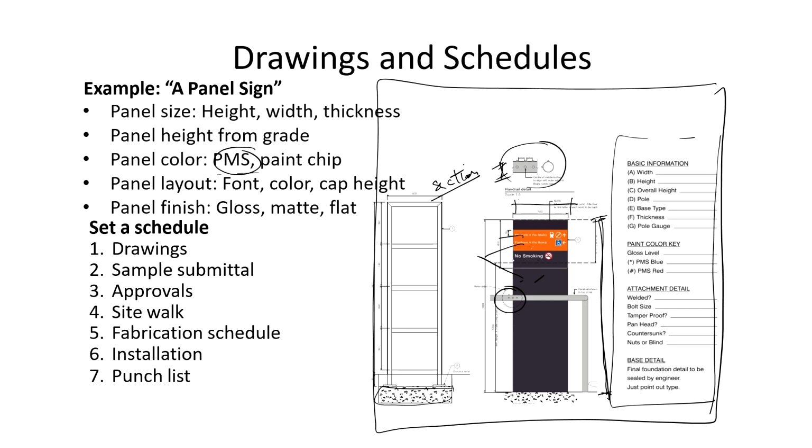A fabrication schedule is then created to outline the manufacturing process from the material procurement and production, and in the end the installation has to take place according to the schedule. This has to be followed by the punch list, which addresses the remaining tasks or deficiencies mentioned in that list.